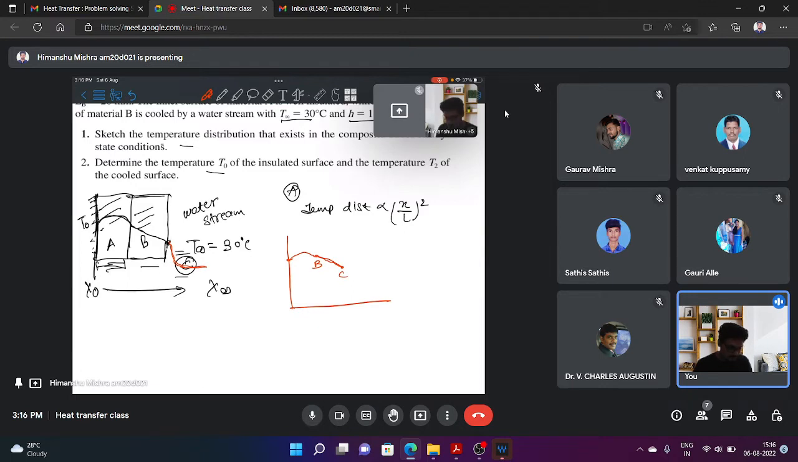due to the convection there is a huge drop in the temperature difference, and after some time, far away from the body, the variation will become constant, so the temperature will attain T infinity very slowly. So this is my temperature variation with respect to x.